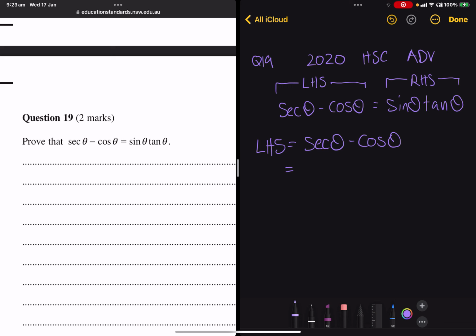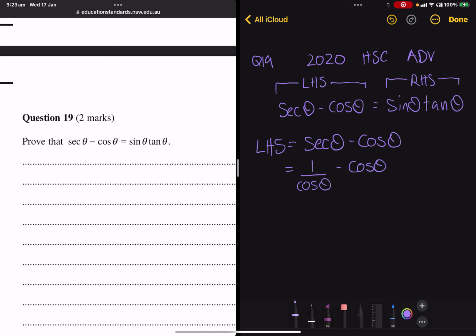Good strategy for this: if you have secants, cosecants, or cotangents, sub them out for sines, cosines, and tans. Because the fewer trigonometric terms you have, the fewer sinusoids you have, the easier this is going to be. So secant we know is 1 on cosine. So this is 1 on cosine theta minus cosine theta.